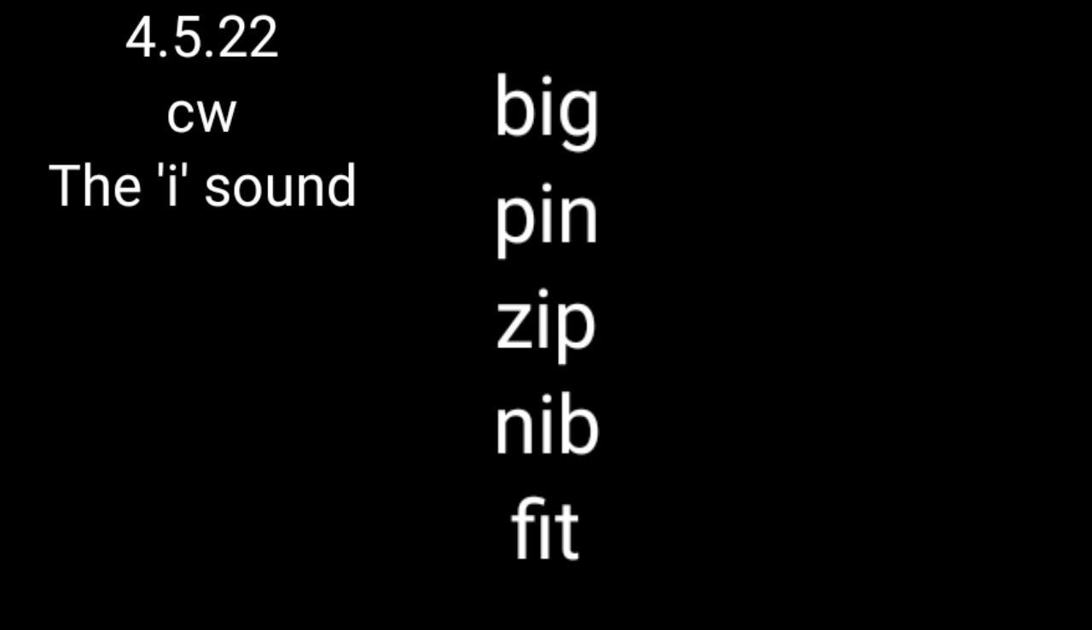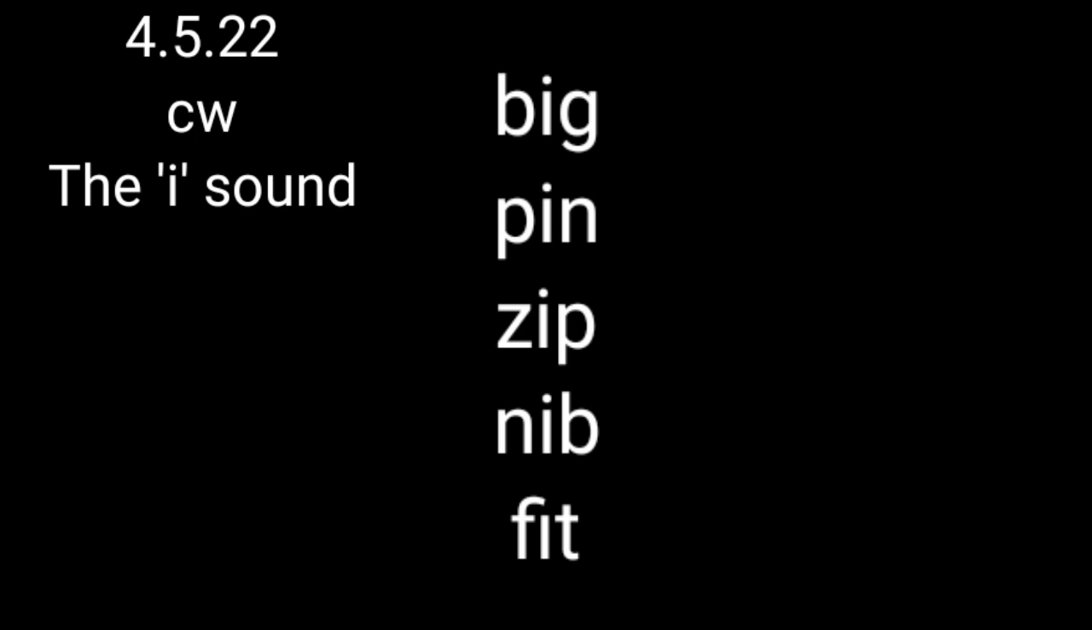Let's go for it. Now, write down the date, 4/5/22. Write CW. Let's start with the first sound, that is I sound. B-I-G, big. P-I-N, pin. Z-I-P, zip. N-I-B, nib. F-I-T, fit. So, each word you can understand from here that it has got I sound: big, pin, zip, nib, fit. So, these are I sound words, three letter words, okay? So, you have to write this in your CW copy.